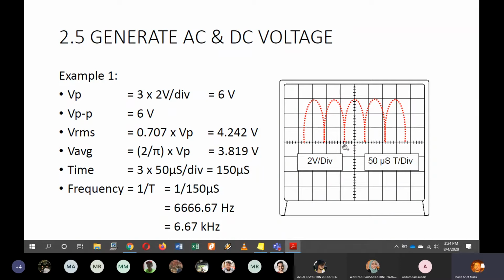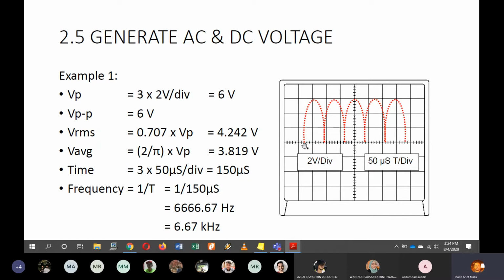Alright, so you have to calculate how many divisions there are. From here until here it is 1, up until here it is 2, and then up until here I am assuming it is 3. 3 divisions for one full cycle.